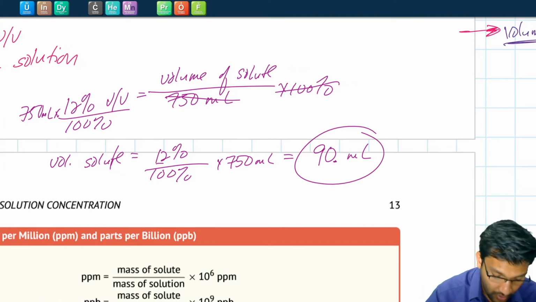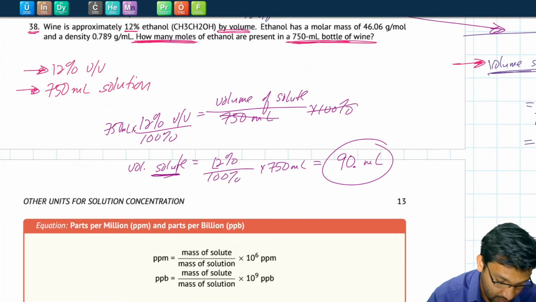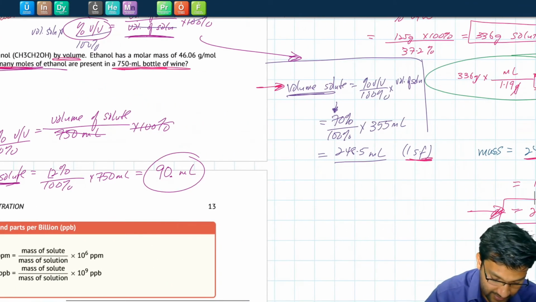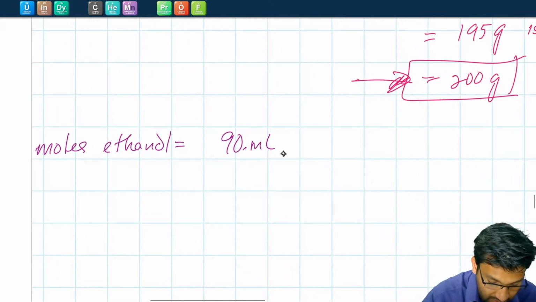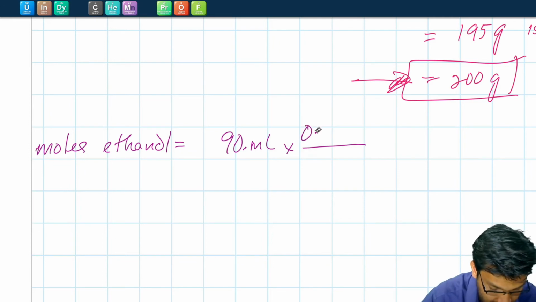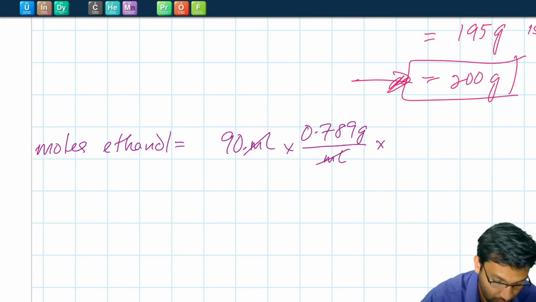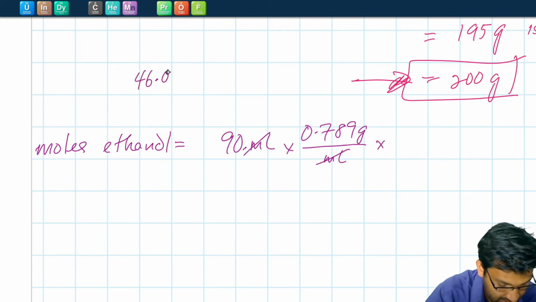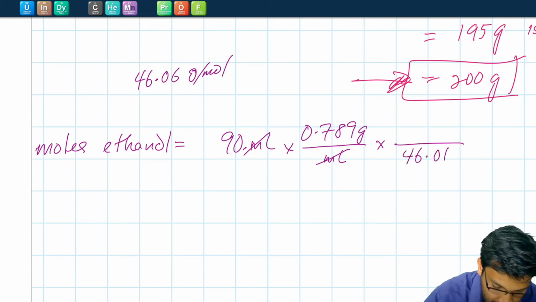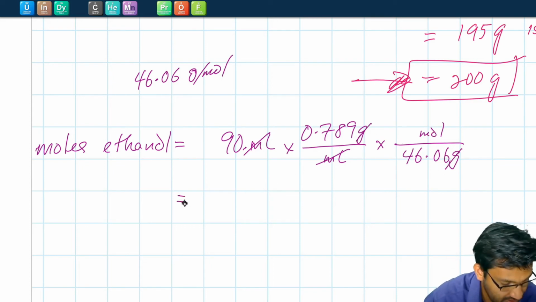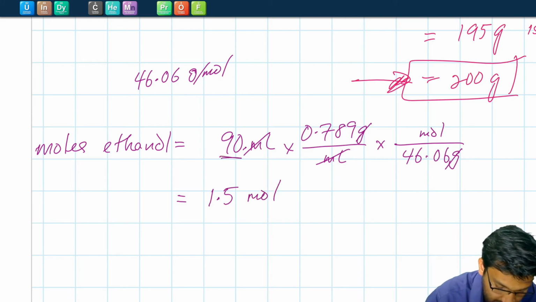Okay, so we have the volume of our solute, which is the volume of ethanol, but they're asking us for moles of ethanol. So how do we figure this out? We start with 90 mL as our volume. We know that we can convert volume to mass using the density, which they give us. The density was 0.789 grams per milliliter. And we know we can convert from grams to moles using the molar mass, right? They tell us that the molar mass of ethanol is 46.06 grams per mole. All we need to do is make sure that we divide so that we cancel out our grams. We plug these numbers into our calculator and we get 1.5 moles to 2 sig figs.